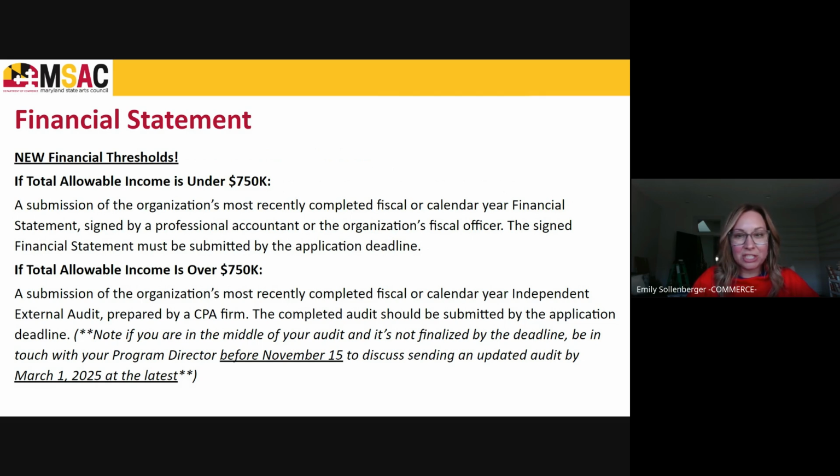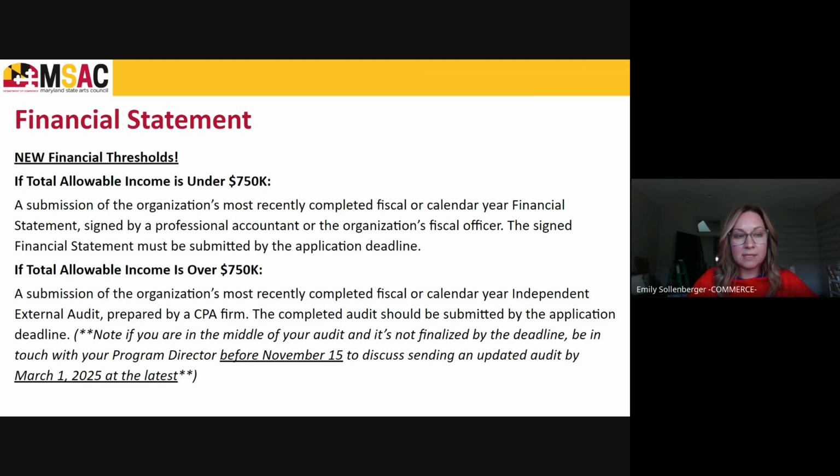Another piece of the application are the financials, which is an important piece here because it also connects with the funding formula, which I'll get into in a few slides here. But the first thing to note is that you are required to provide your most recently completed financial statement. So if you operate on a fiscal year, we'll be looking for your FY24 statement of actuals. And then if you're on a calendar year, we'll be looking for your calendar year 2023 financial statement.